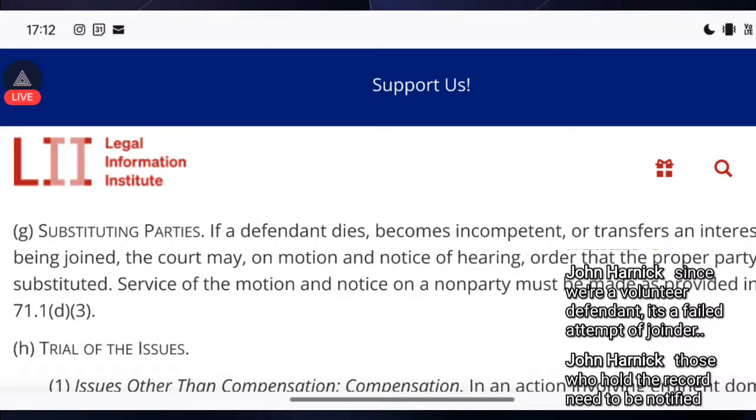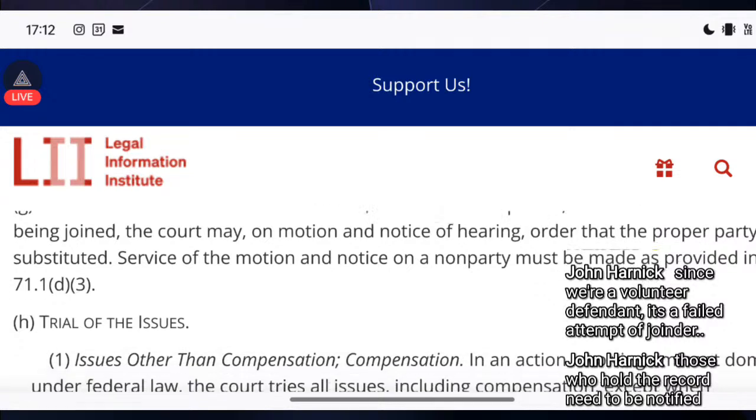Substituting parties. If a defendant dies, becomes incompetent, or transfers an interest after being joined, the court may, on motion and notice of hearing, order that the proper party be substituted. Service of the motion and notice on a non-party must be made as provided in Rule 71.1(d)(3).